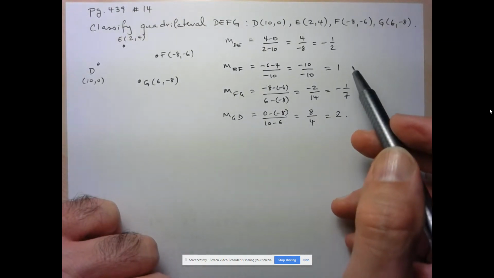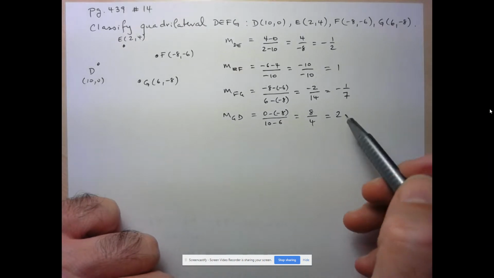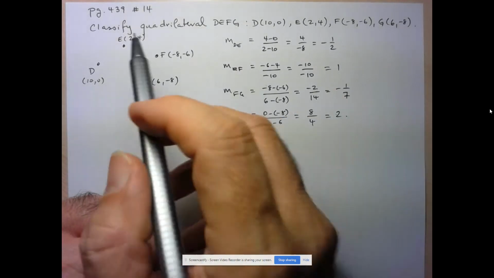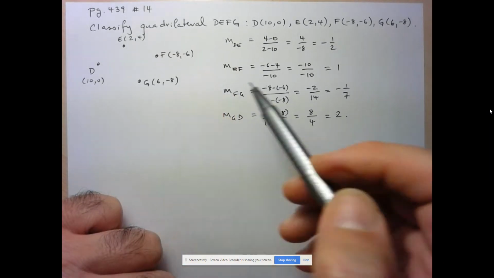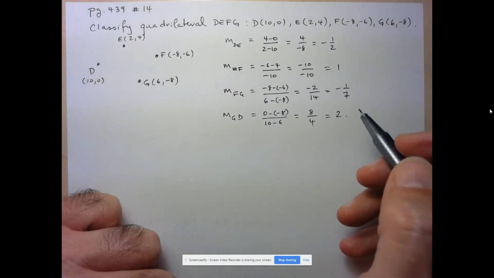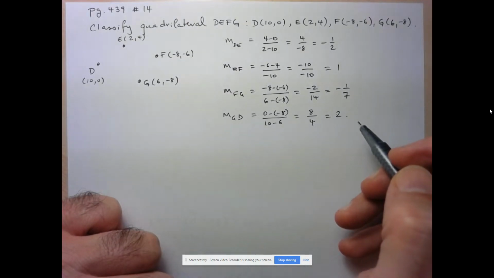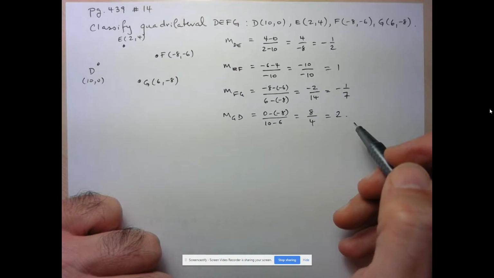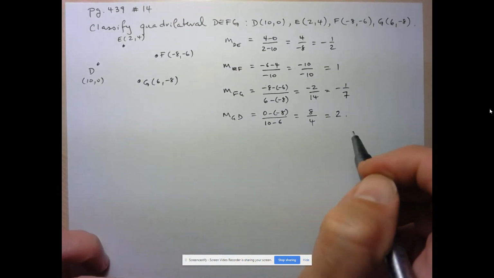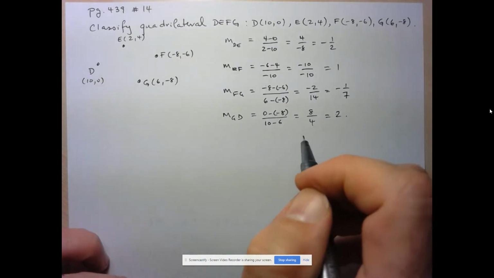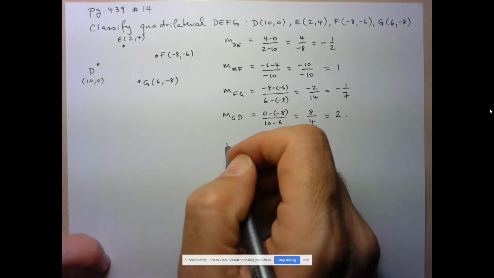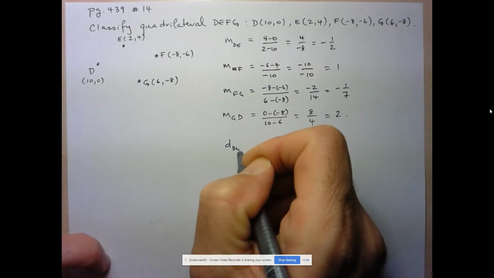It's obviously then not a rectangle. It's not a square. I do notice that these two adjacent sides, DE and DG, are perpendicular to each other, but that in and of itself doesn't help us classify the quadrilateral. So if there's going to be anything special about this quadrilateral, it's going to have to come from the lengths of the sides. So let's start by finding the distance of DE.